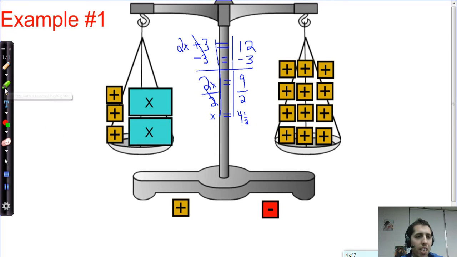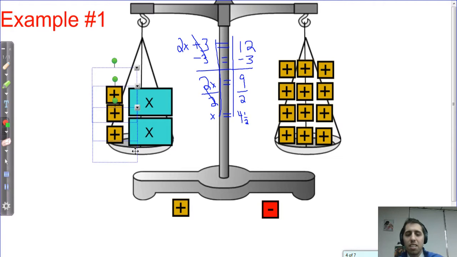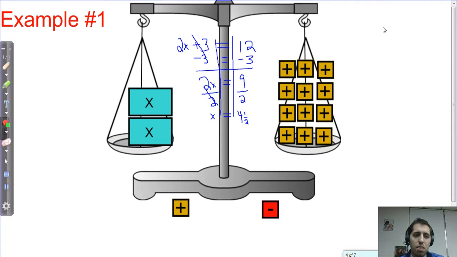1/2 is 0.5 in decimal form. Now let's see what it would look like in picture form. Well, again, we said it's really easy just to get rid of 3 tiles on both sides. So let's do that. And that's kind of what we represented right here. They should stay balanced because we took the same amount off of both sides.